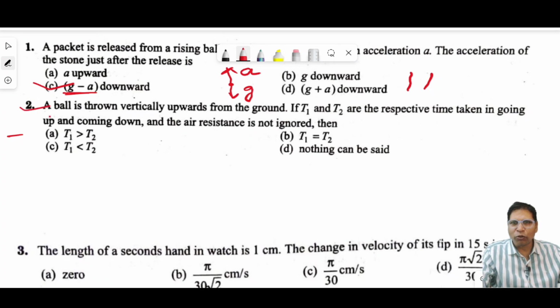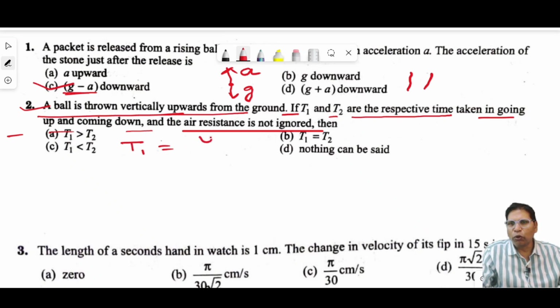Now question number 2. A ball is thrown vertically upward from the ground. If T1 and T2 are the respective times taken in going up and coming down, and air resistance is not ignored. Look at this, the time of ascent T1 equals u divided by the retardation. Retardation: g is downward, and the acceleration due to the retarding force is also downward.